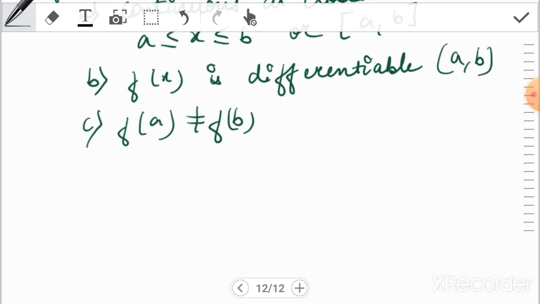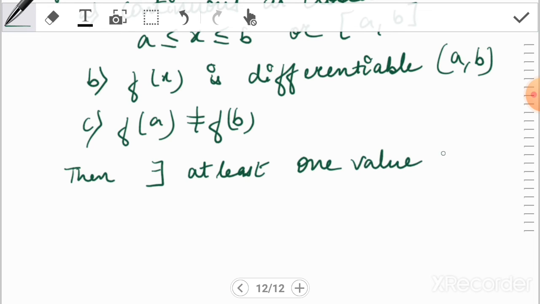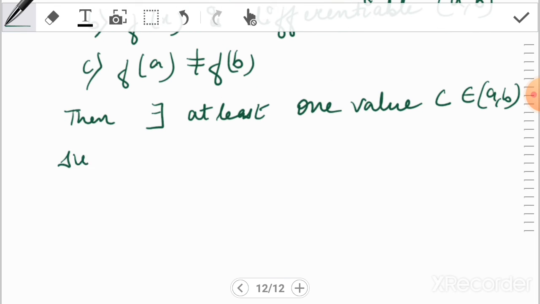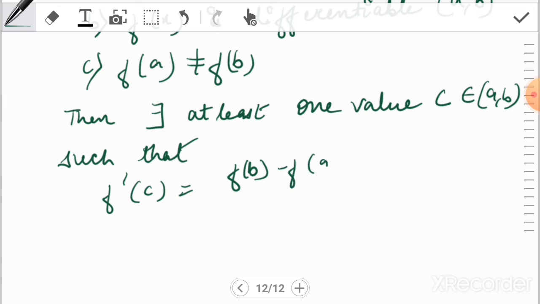So then there exists at least one value of c in the open interval (a, b) such that f'(c) is equal to (f(b) minus f(a)) by (b minus a).